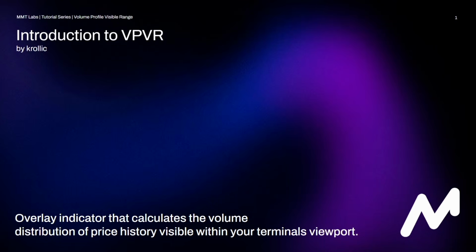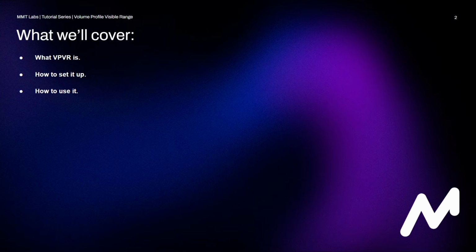Today we're talking about volume profile visible range. It's an overlay indicator that calculates exactly where volume has been transacted for price that is currently visible on your chart. In this video we'll go over what the VPVR is, how to set it up, and how to use it. Let's get into it.